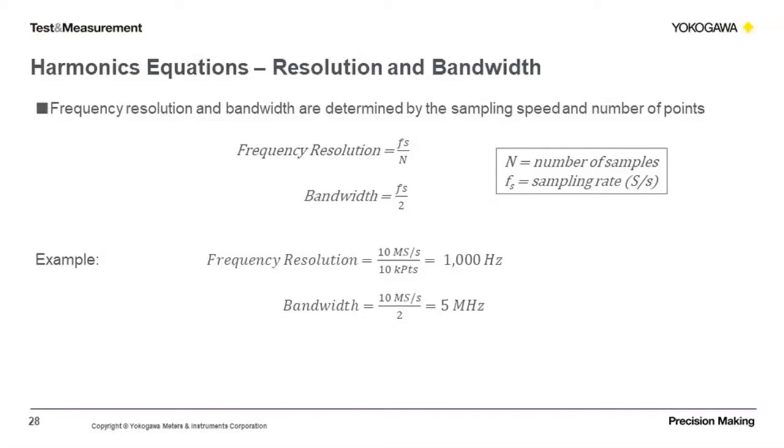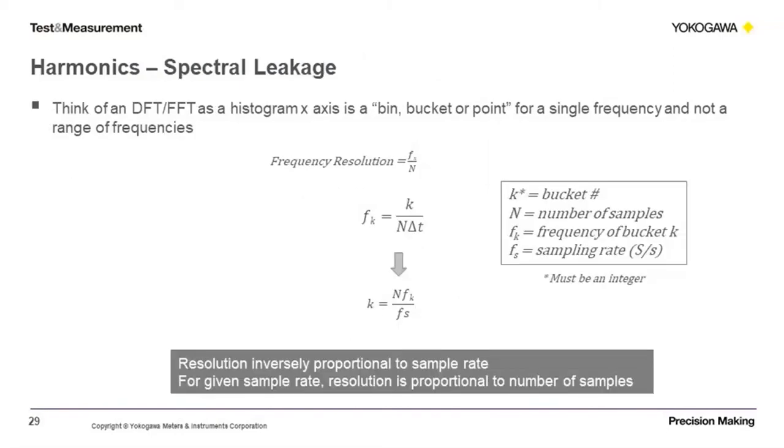Also note that increasing the memory depth results in slower computation. It's important to remember that harmonics are a multiple of the fundamental. So if the fundamental is 50 hertz, the second harmonic will occur at 100 hertz. In terms of buckets or bins, 100 hertz is the second harmonic and fits into the second bin.